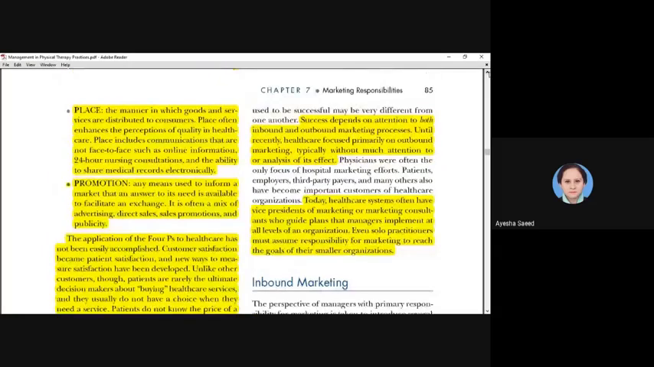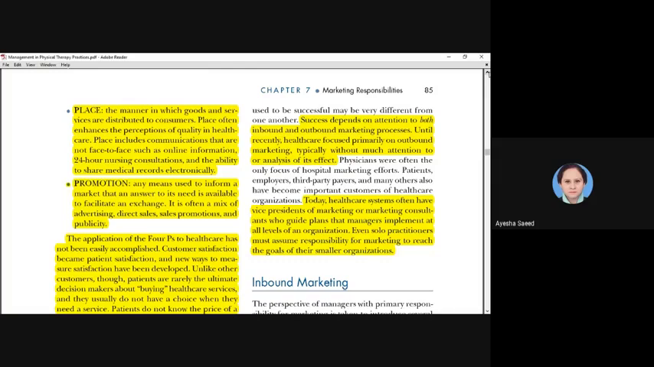Success depends on attention to both inbound and outbound marketing processes. Until recently, healthcare focused primarily on outbound marketing, typically without much attention or analysis of its effects. Physicians were often the only focus of hospital marketing efforts. Today, healthcare systems often have vice presidents of marketing or marketing consultants who guide plans that managers implement at all levels of an organization. Even solo practitioners must assume responsibility for marketing to reach the goals of their small organizations.